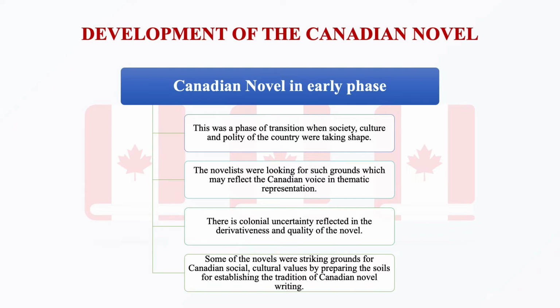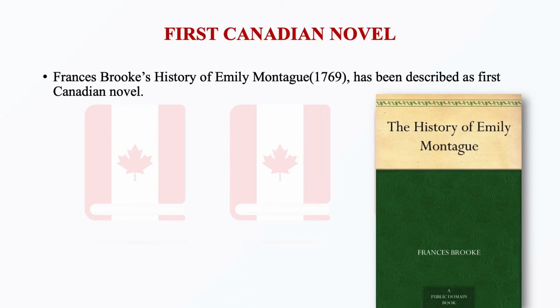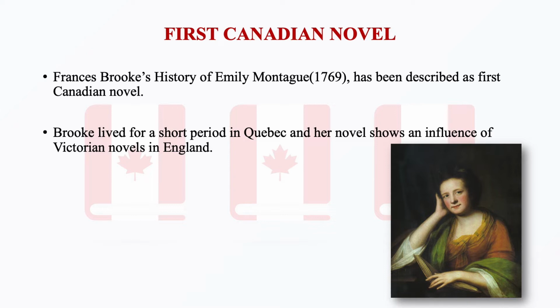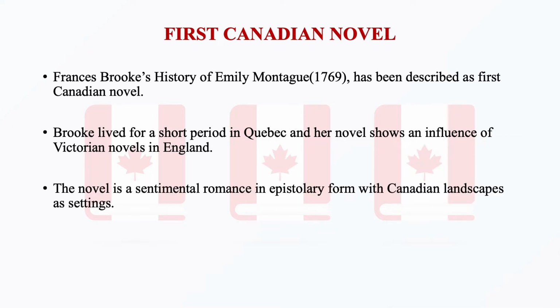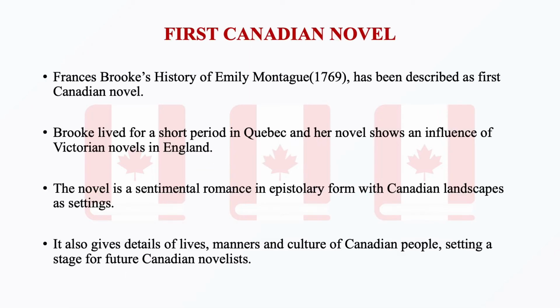of Canadian novel writing. First Canadian novel, Frances Brooke's History of Emily Montague, 1769, has been described as the first Canadian novel. Brooke lived for a short period in Quebec, and her novel shows the influence of Victorian novels in England. The novel is a sentimental romance in epistolary form with Canadian landscapes as settings. Here, Brooke also gives a good picture of spring in the city of Quebec. It also gives details of lives, manners, and culture of Canadian people, setting a stage for future Canadian novelists.